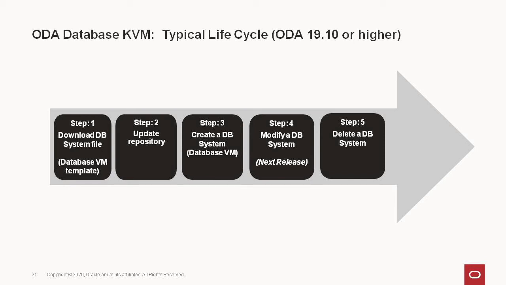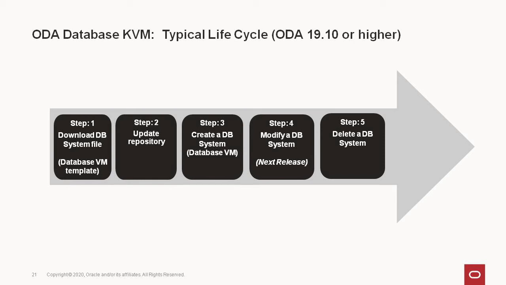Now, this is a new step, right? This is the same thing. If you're familiar with the process, that's downloading a clone file for bare metal database, if you want to create new databases. Now after you download this file, put it in the ODA. Then you need to update the repository. Again, similar to what we do with our clone files, what the update repository does is register this database VM template with ODA, so ODA knows about it. And then with that, you can create database systems or database KVMs from the template, right? So you can create multiple database systems from this one template.